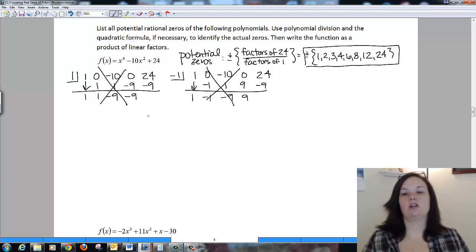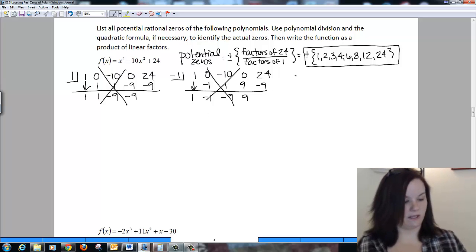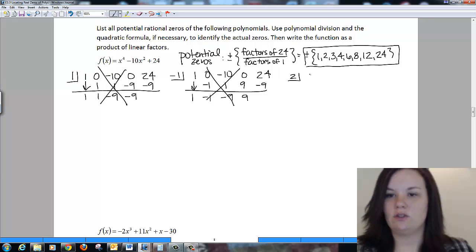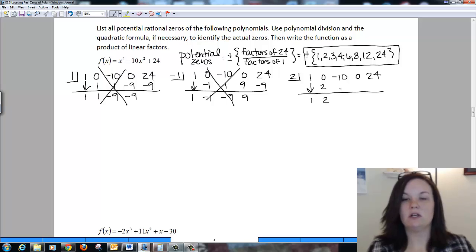Let's look at another one. We did plus or minus 1, let's try 2. So when I try 2, write out my coefficients, 1, 0, -10, 0, 24. Bring my 1 down. 1 times 2 is 2. 2 and 0 is 2. 2 times the 2 in my box is 4. When I combine down, I get -6. Times the 2 in my box is -12. Combine down, I get -12. Times the 2 in my box is -24. So I got a 0.